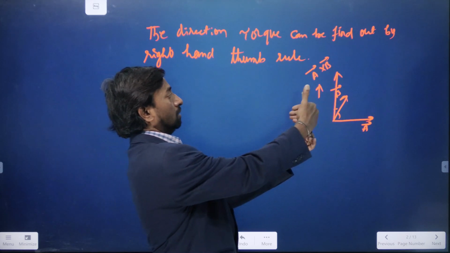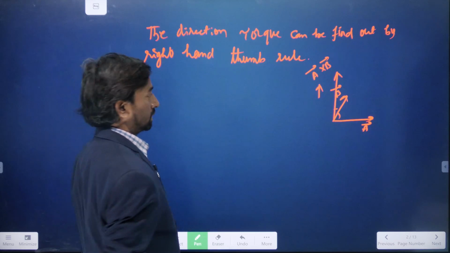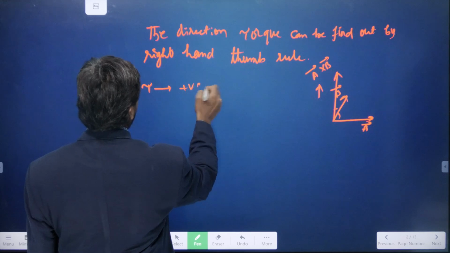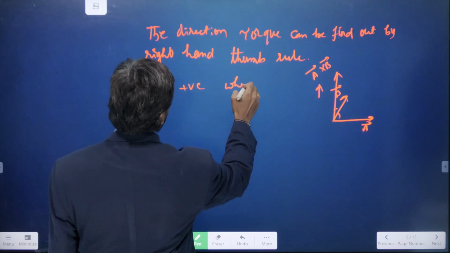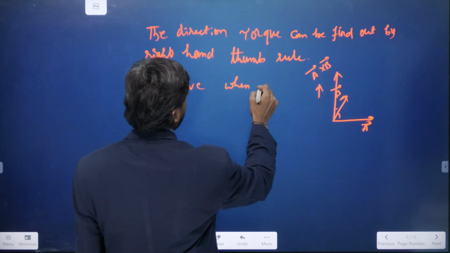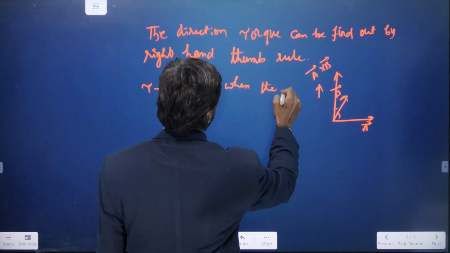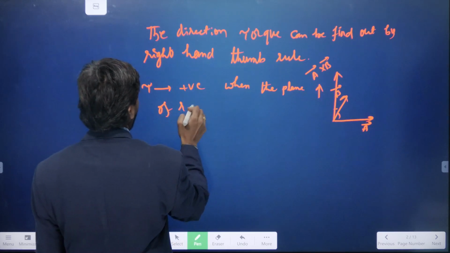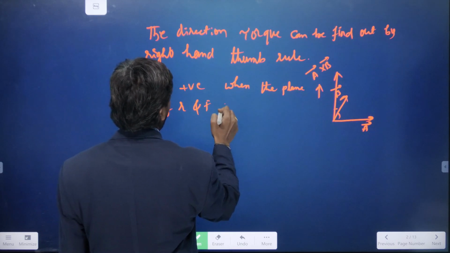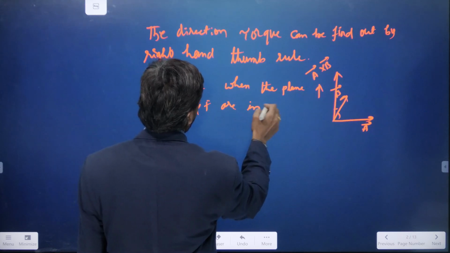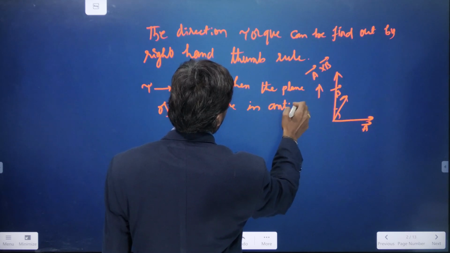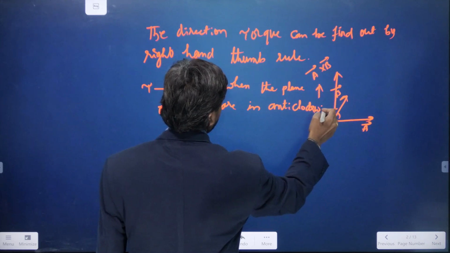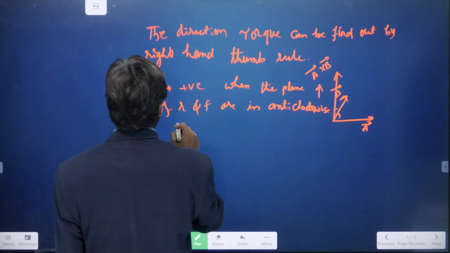If it is moving in the anti-clockwise direction, the torque can be taken as positive. Torque will be positive when the plane of R and F is in the anti-clockwise direction.